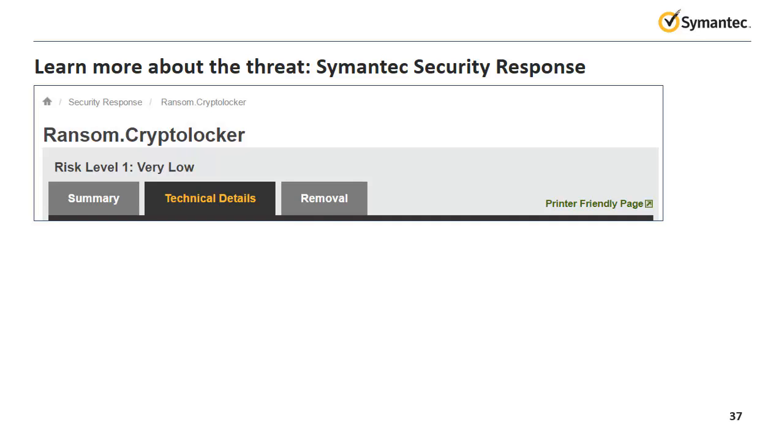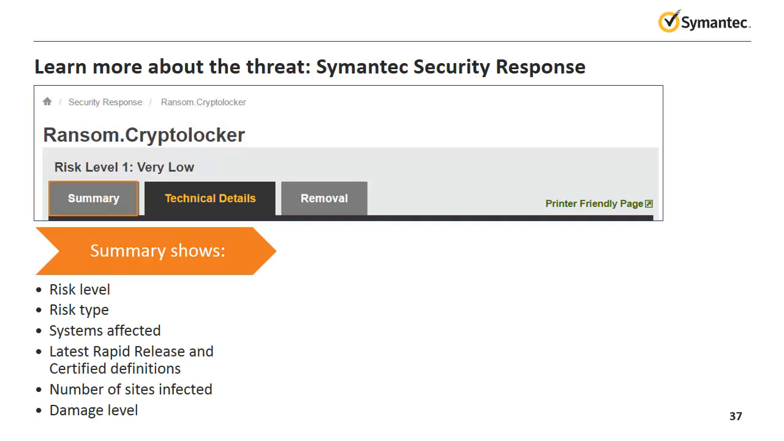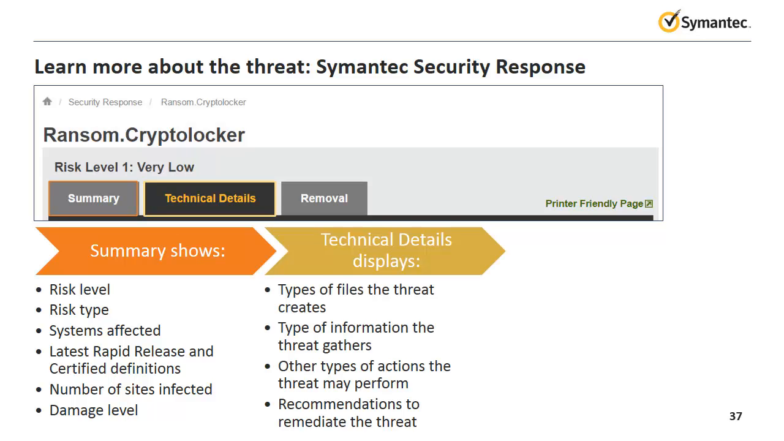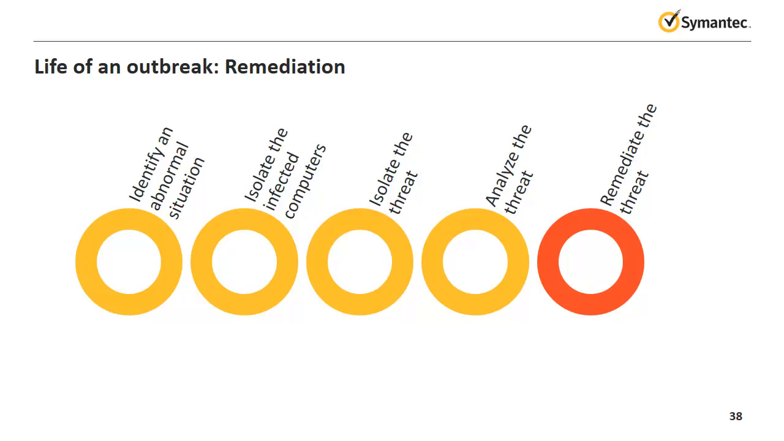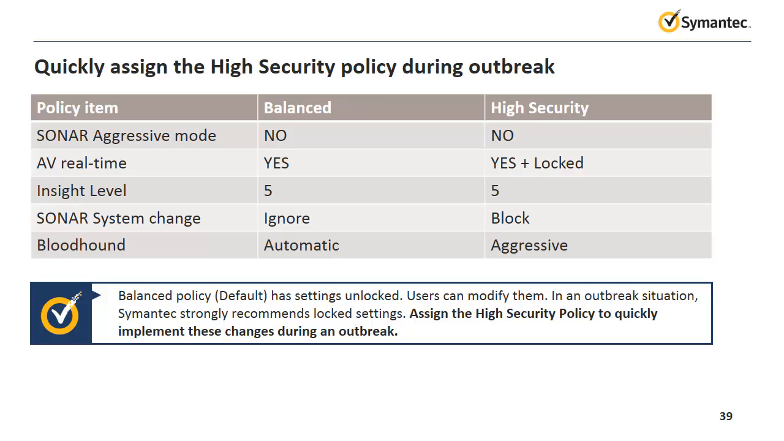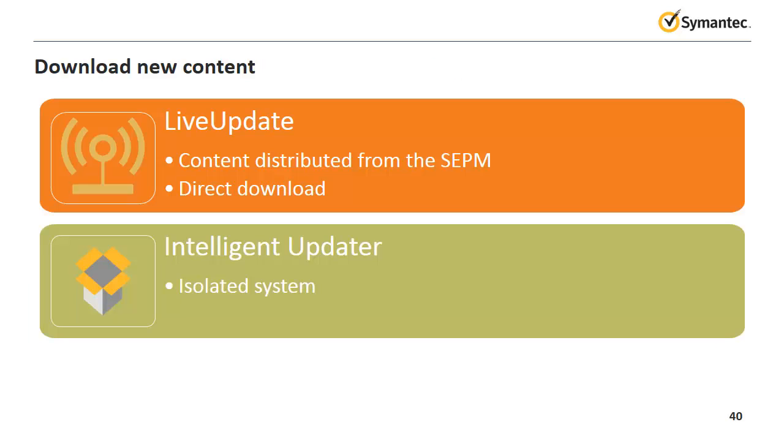The summary page provides an overall view of the threat. The technical details page provides more information about the threat. If you cannot remediate the threat, this page shows you the recommendations on how to remove the threat. After you've learned more about the threat, you can begin to remediate. The first step is to quickly assign the high security virus and spyware policy. Then download new content using Live Update or Intelligent Updater.